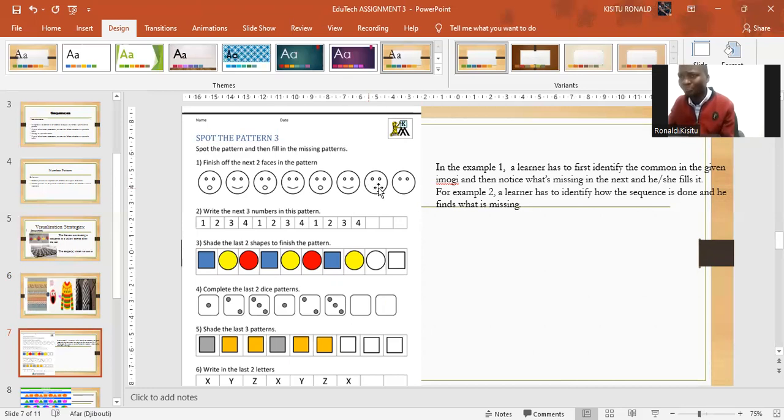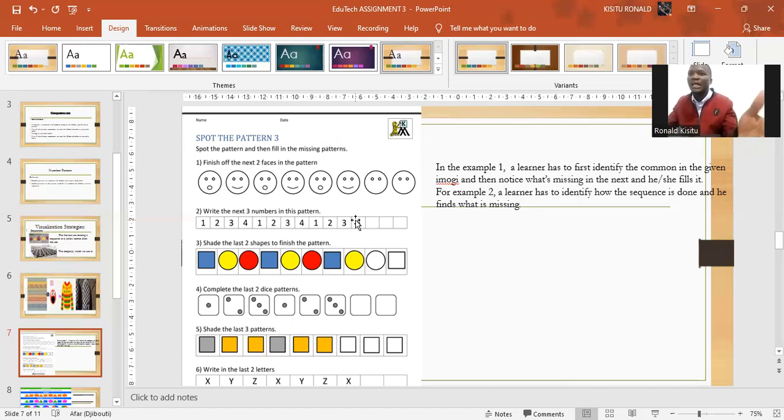What is missing in this one? The student will easily identify that if this one has the mouth closed, another one is open, so this one is going to have the mouth closed. In example 2, someone has 1, 2, 3, 4, and then 1, 2, 3, 4, 1, 2, 3, 4.